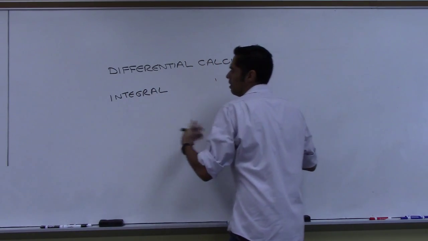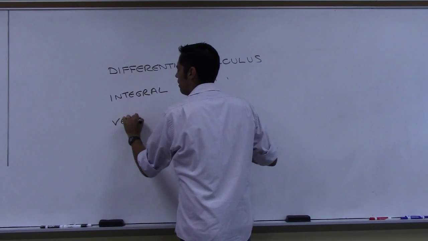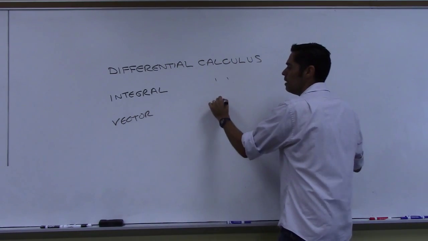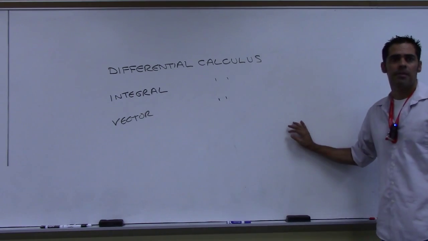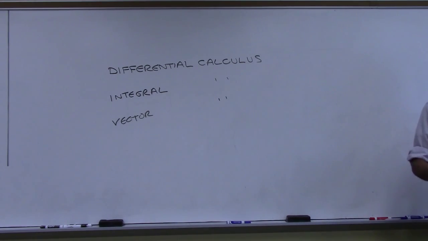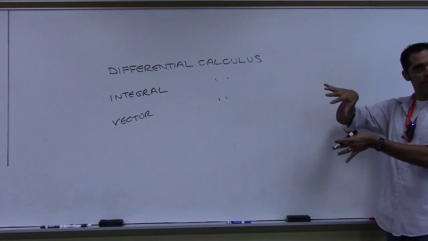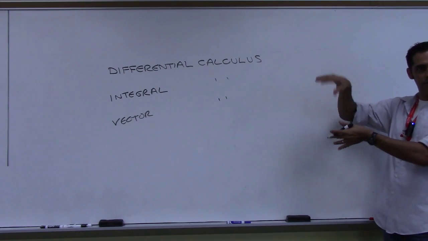And then beyond that, Cal 3, and at some schools Cal 4, is vector calculus, which is just higher dimensional calculus. It's calculus in 3-dimensional or 4-dimensional space using vectors, instead of what we do now, which is pretty much flat sheet of paper stuff, right? Functions on 2-dimensional space.